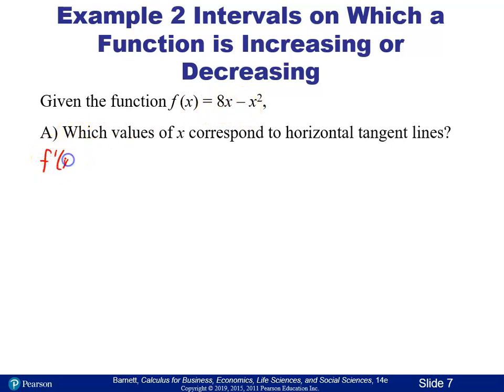So our derivative, we take the derivative of this, it's going to be 8 minus the derivative of x squared, which is just 2x. And if we set that equal to 0, we want to solve this, and it's just linear, so 8 is equal to 2x. Divide away the 2, and we get x is equal to 4. So that is going to be the value of x that corresponds to a horizontal tangent line, because a horizontal tangent line has a slope of 0. And remember, your derivative is equal to your slope at a given point. So when x is 4, that is when we have our horizontal tangent lines.